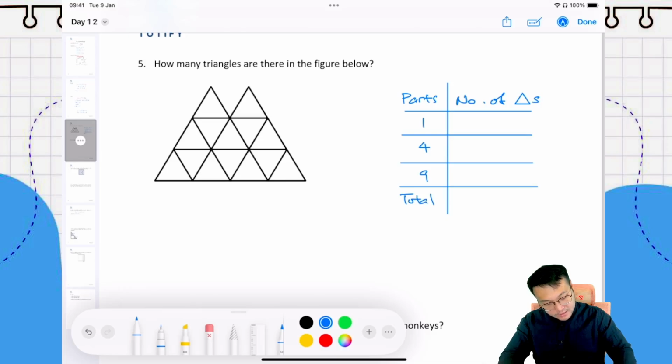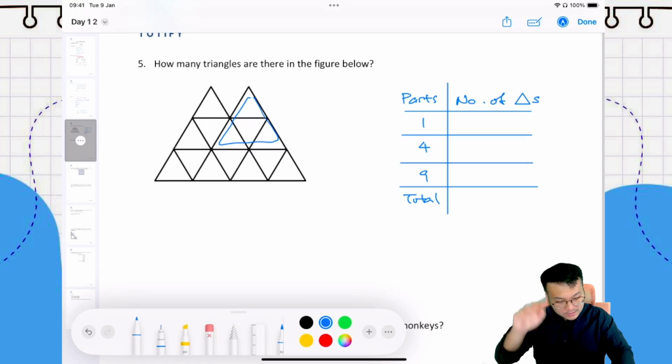Now let me tell you what it means, okay? It means how many triangles are made up of one part? What do you mean one part? That means it is only one unit like that. One small triangle. How many triangles are only made up of one triangle? Go and count them. How many triangles are made up of 4 parts? There. This triangle is made up of 4 parts, right? Can you see 4 triangles joining together to make one triangle? This is also another one, right? This is also another one.